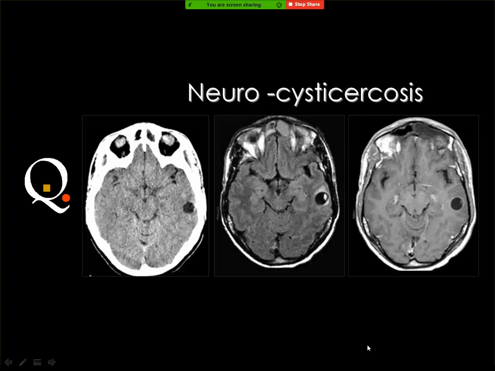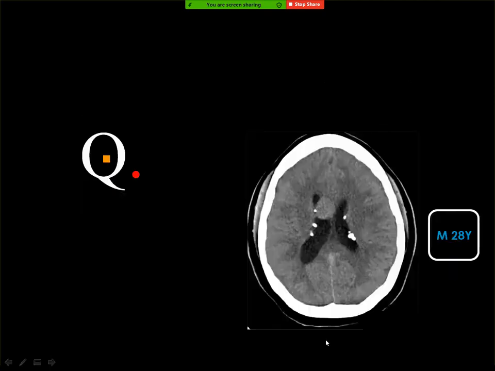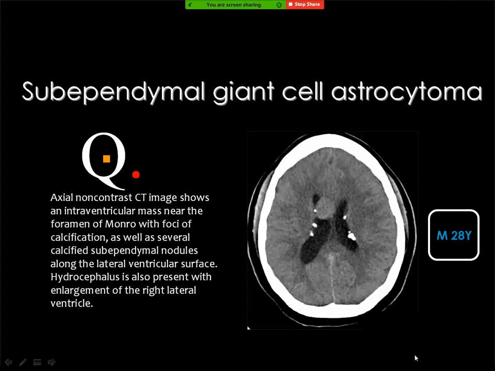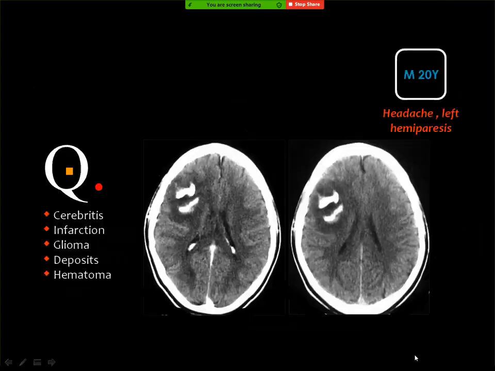Cysticercosis. Yes, and this is the classic appearance of dot and cyst. Yes, the cyst and the dot sign with some edema around the lesion. This is neurocysticercosis. Tuberous sclerosis with giant cell astrocytoma. Yes, tuberous sclerosis and the giant cell subependymal astrocytoma. Very good.